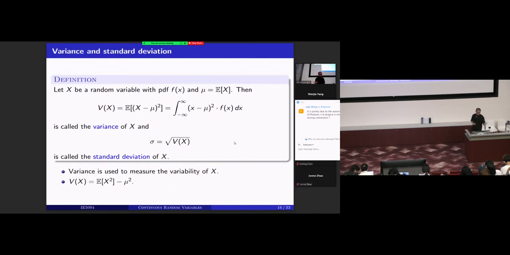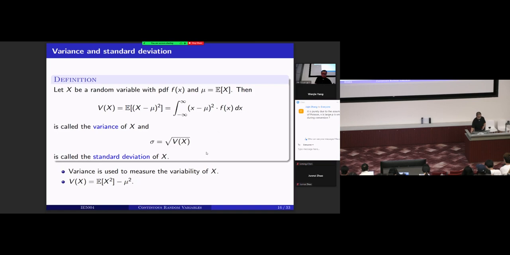And also, we can define the variance and standard deviation for continuous random variables, right? And the definition will be just the same: the expected value of the variable minus its expected value, take a square, right? In this case, because it's continuous, if we wish to calculate that, we need to take an integral, right?